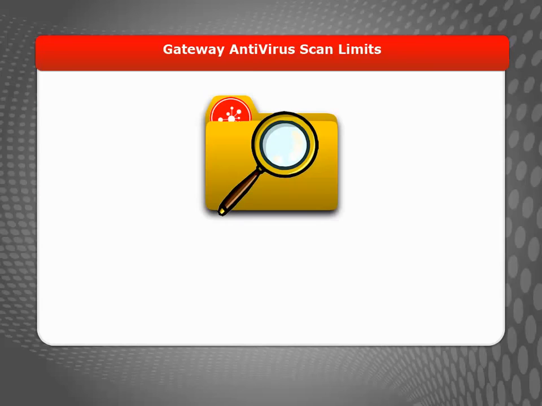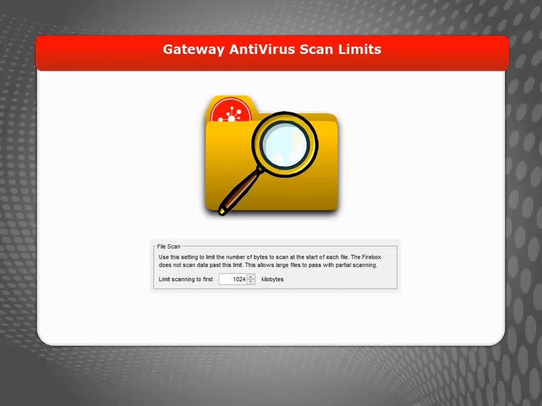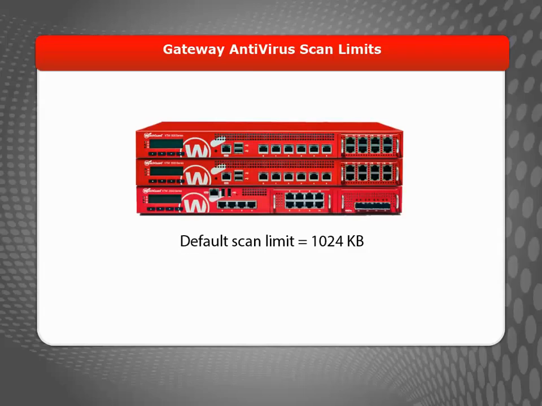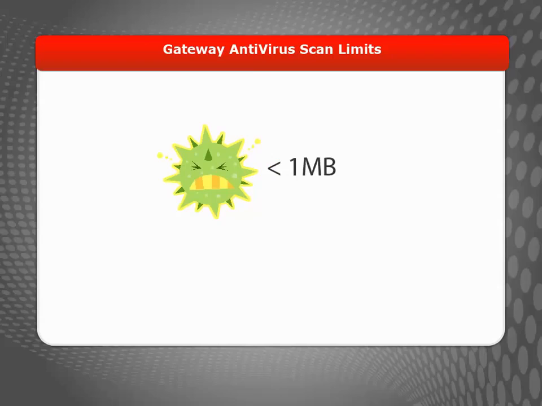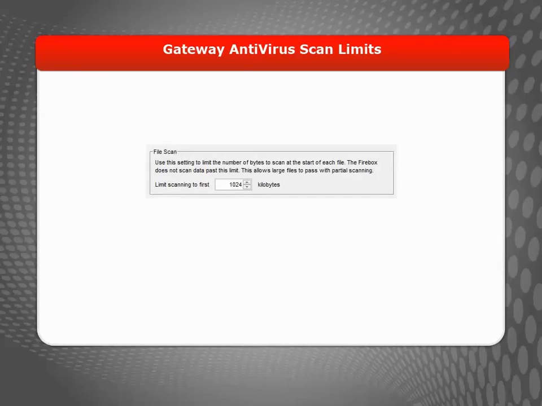As I mentioned earlier, when Gateway AV is enabled, it scans each file up to a specified kilobyte count, which allows the proxy to partially scan very large files and keep the performance impact low. The default scan limits vary by device model. For most Firebox and XTM devices, it's 1024 kilobytes. The default for the Firebox T10 and XTM 2 series is 512 kilobytes. Remember that most malware is delivered in files smaller than 1 megabyte in size, so larger files are less likely to spread quickly in a viral manner. Because of this, we recommend that you use the default scan limit setting.